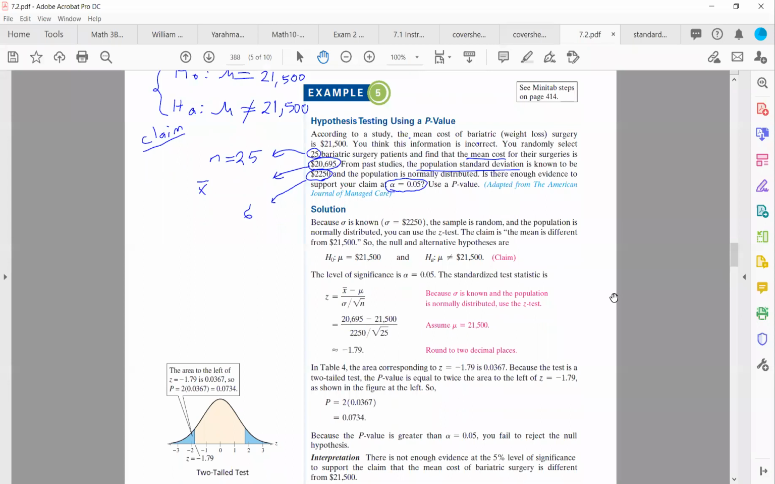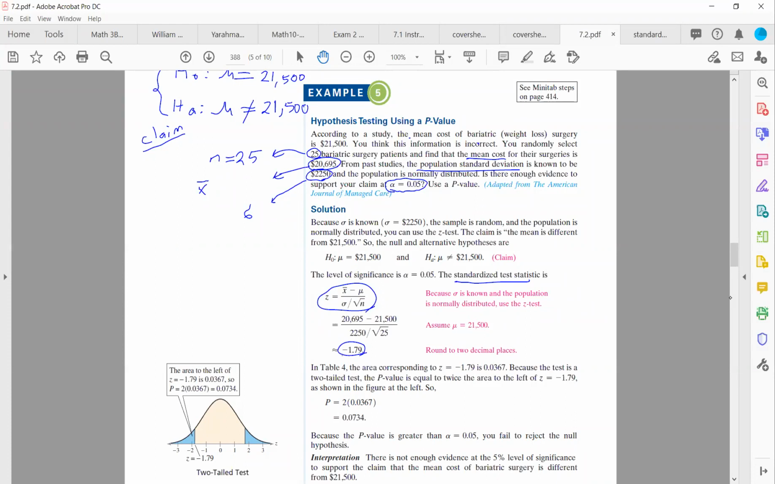Now it's time to find the z or standardized test statistic, x bar minus mu divided by sigma over square root of n. X bar is given, 20,695, minus mu is also given, 21,500, and sigma is also given, 2250, divided by square root of n, which is square root of 25. When you do the calculation, your z is equal to negative 1.79. So the standardized test z value is given.